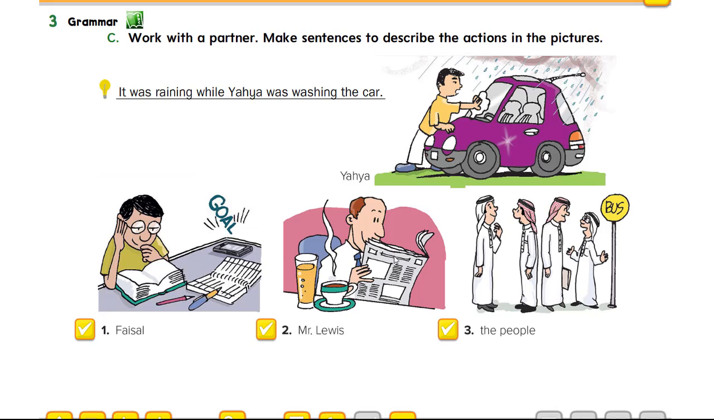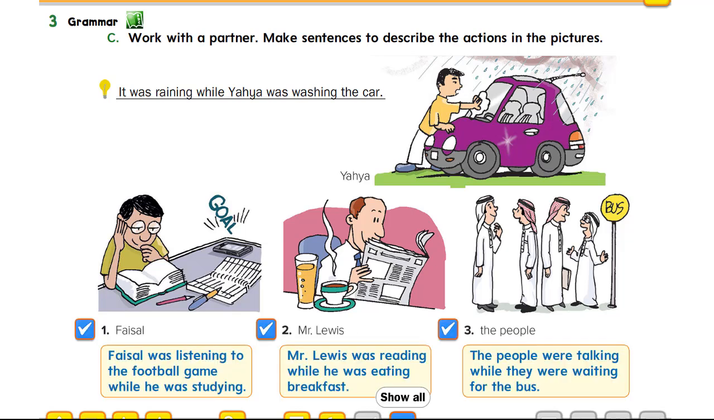C. Work with a partner. Make sentences to describe the actions in the pictures. كون جملا لتصف هذه الأحوال. It was raining while... الآن جملة while توحي أن هنالك حدثين مستمرين مع بعضهما، فكلاهما ينبغي أن يكون فيه ing مسبوقا بـ was للمفرد أو were للجماعة. While يحيى was washing the car.